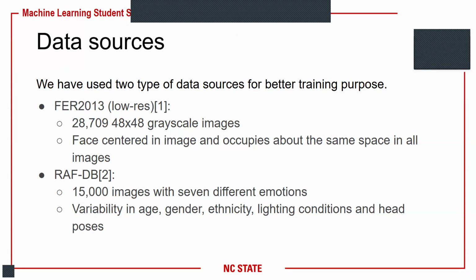These are our data sources, FER 2013 and RAF-DB. FER 2013 is mostly grayscale, with faces that are at the very center of the image, and the face occupies about the same space in all images. Versus the RAF-DB, it has about 15,000 images with seven different emotions, which you will see later on. And there's lots of variation in it, like age, gender, ethnicity, lighting conditions, and head poses.